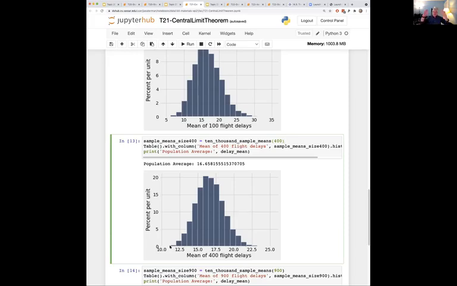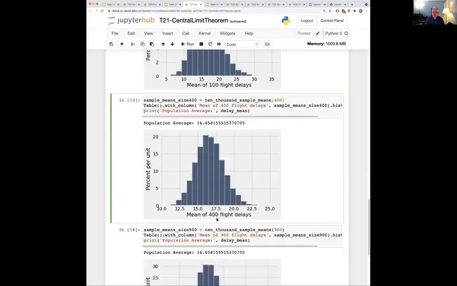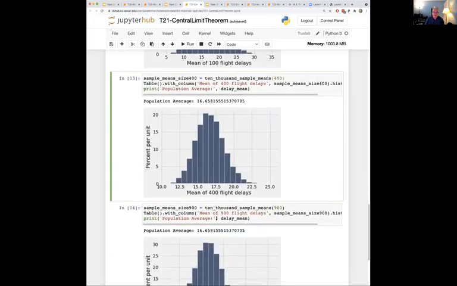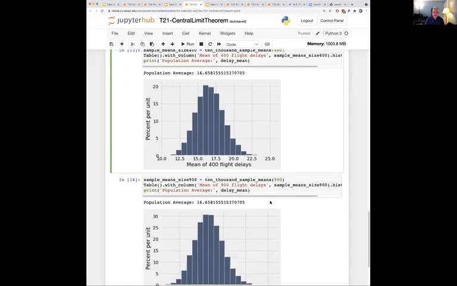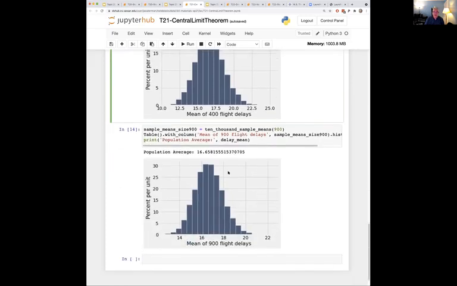And so what happened? It's still centered around our average, but the variance, how far away we are from the population average, got a lot narrower. Like the shape of the bell curve got squished. Okay, and so, to drive this whole point home, let's try one more. Let's run it with 900 samples. 900 samples, and we see the exact same thing.